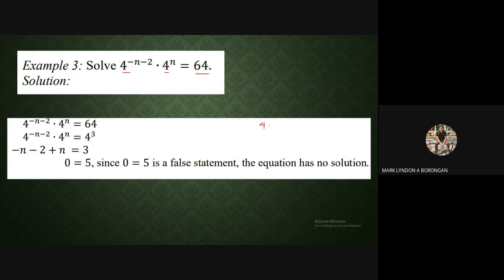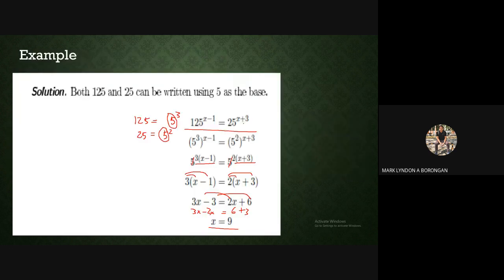So 4 times 4 is 16. What about 4 times 4 times 4? 4 times 4 times 4 is just 64. Therefore, we can rewrite 64 as an exponential function like this. So you look for the lesser number. Here with 25, it can be written with base 5, and our 125 can also be base 5. Okay?